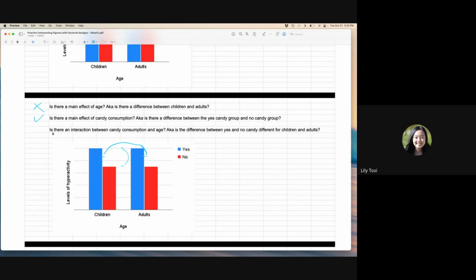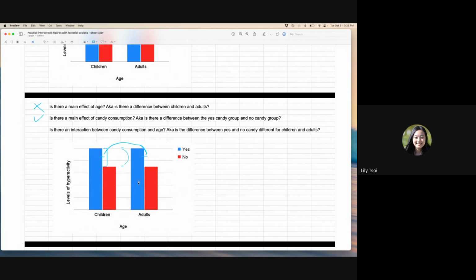All right. Next question, is there an interaction between candy consumption and age? AKA, is the difference between the yes and no candy consumption different for children and adults? So let's take a look here. Let's take a look at the difference between yes and no for children. So the gap between yes and no for children looks something like this.